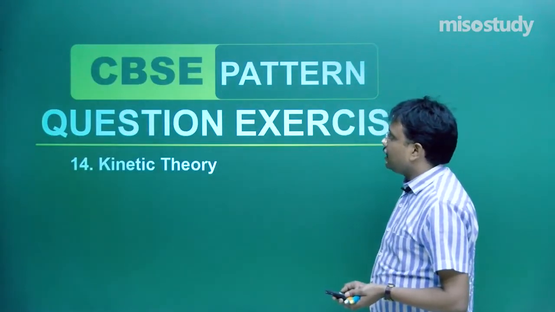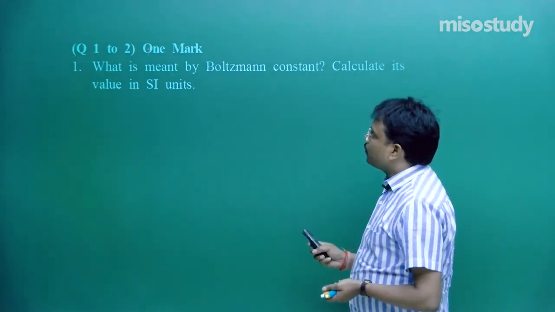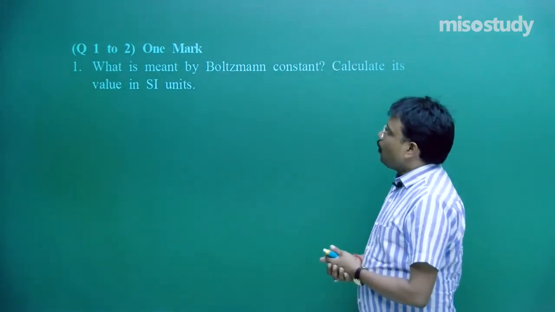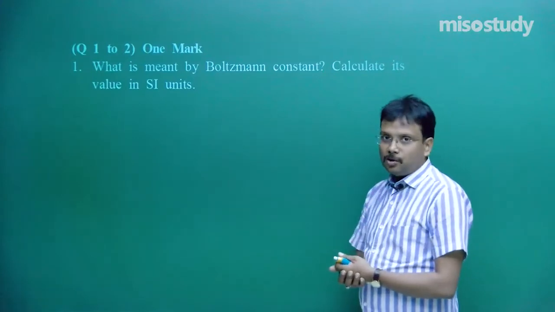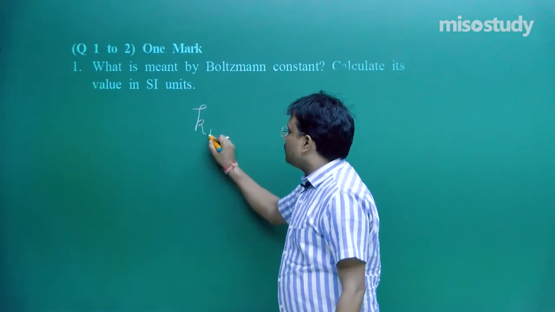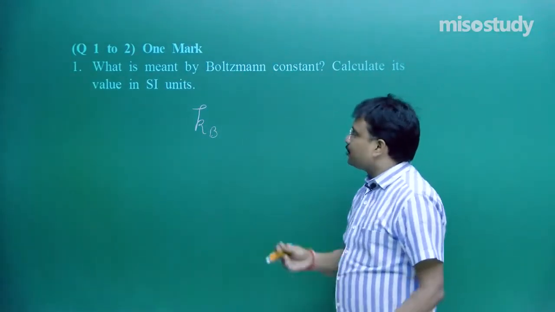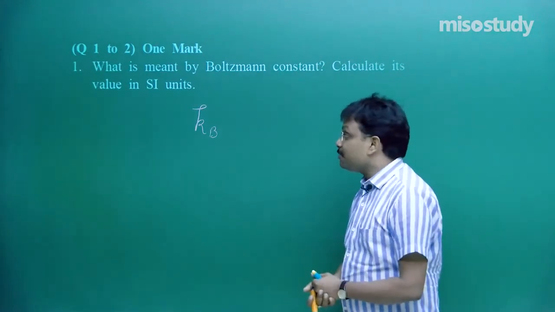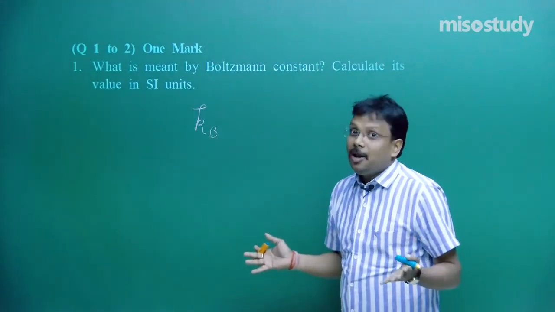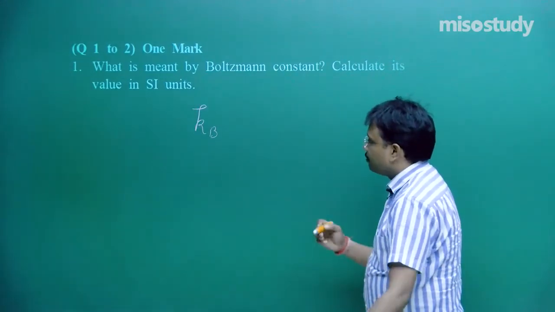The topic is kinetic theory, and here comes your first question. It is a 1 mark question as usual, questions 1 and 2. What is meant by the Boltzmann constant? This term KB is very important. Calculate its value in SI unit. Sometimes they may also ask for the dimensional formula, whether applicable or not. So how can you find this KB, the Boltzmann constant?